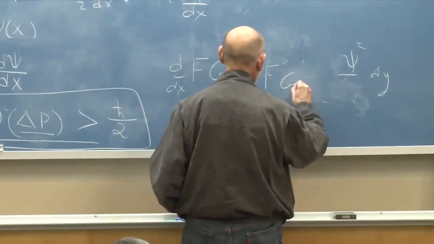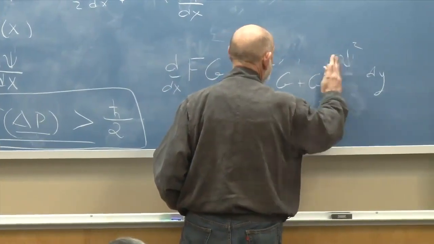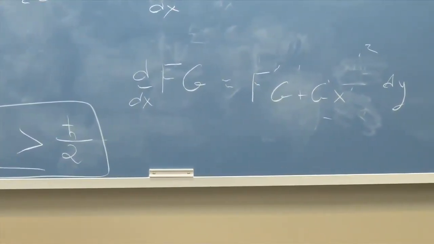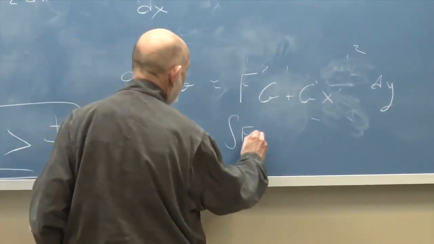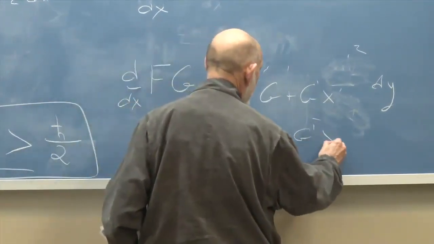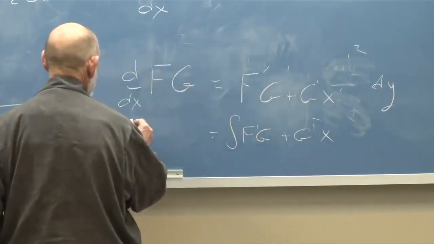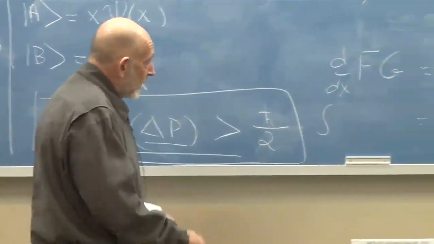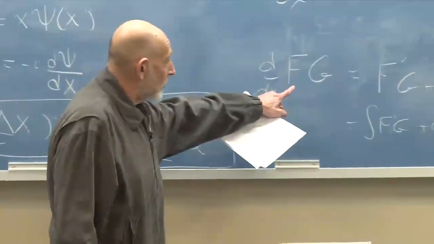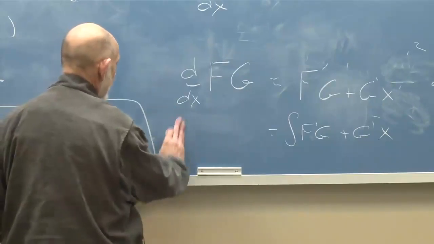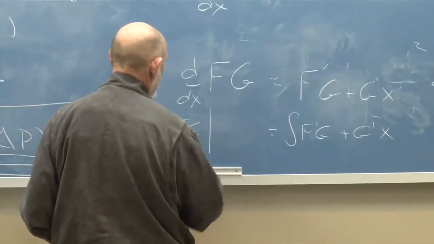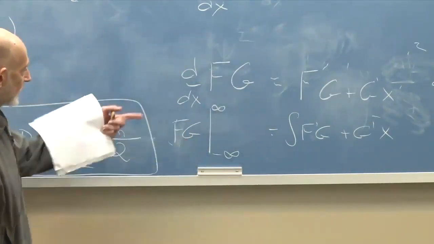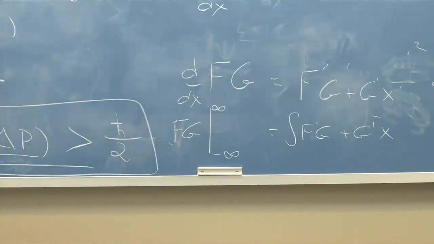Let's call it f prime g plus g prime x. Now, if you integrate this equation, it says the integral of f prime g plus the integral of g prime x is equal to the integral of d by dx of fg. But the integral of a derivative is just the difference between the integrand at the two endpoints of integration. So this is fg between the two endpoints, infinity and minus infinity. The symbol stands for fg evaluated at infinity minus fg evaluated at the other end of integration.